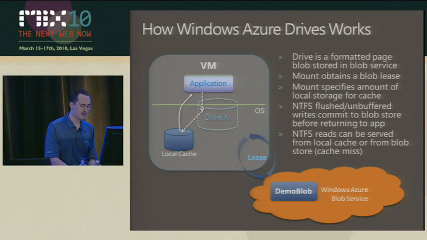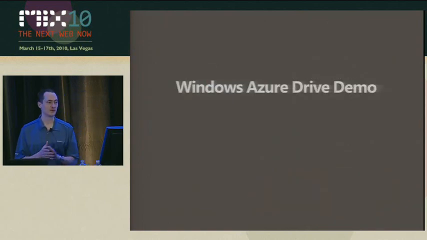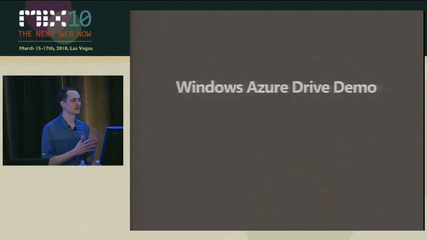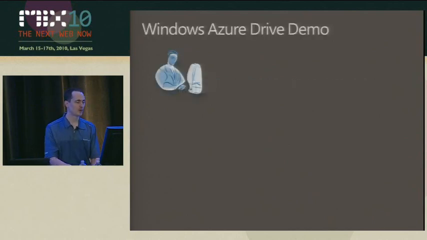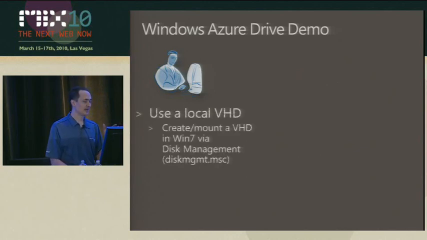Okay. So now I'd like to give a quick demo of how to actually use Windows Azure drives. With this demo, what we're going to show, that's me, the blue Azure user, on the laptop here, is using a local VHD. Windows 7 has a nice management application called Disk Management that allows you to manage VHDs on your machine. We're going to have a VHD there.